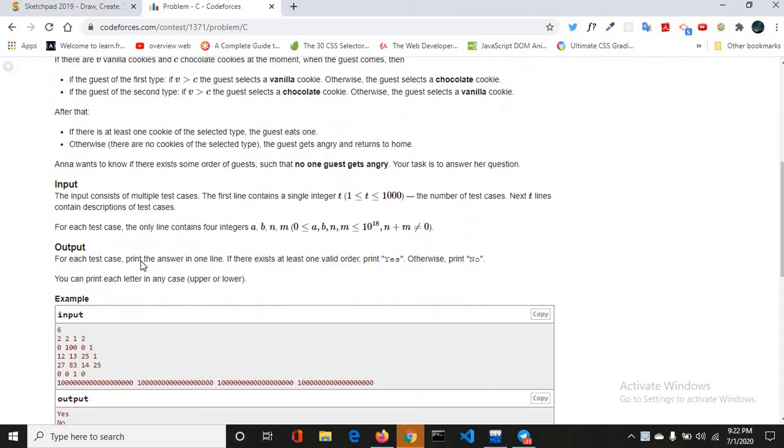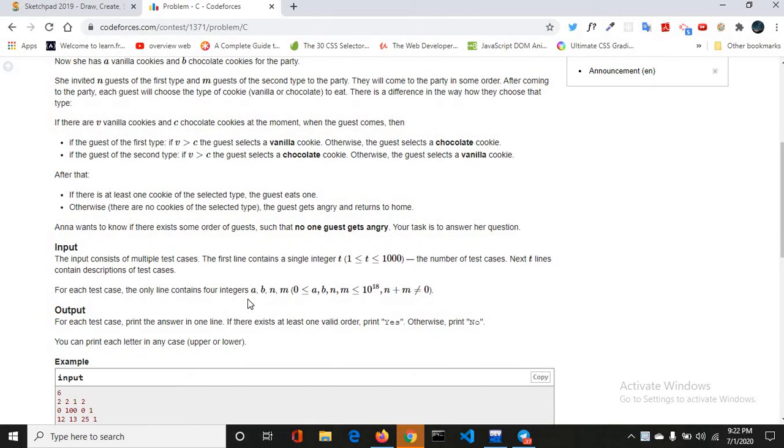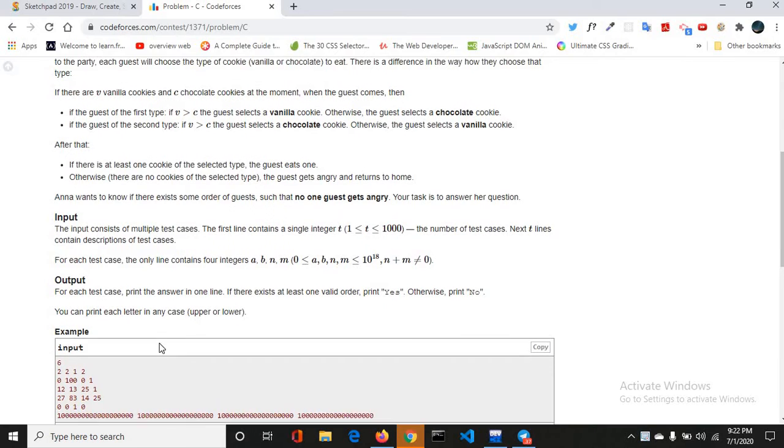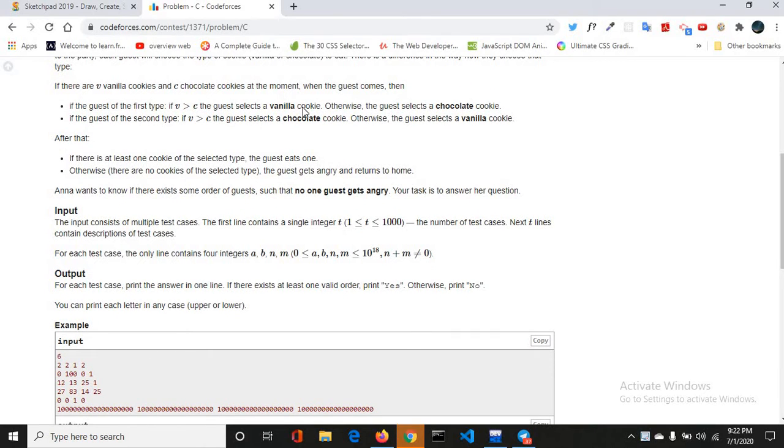So the given problem states that we are given V, and let's say A and B cookies, and there are n types of guest and m types of second guest. If the vanilla cookie count is greater than the chocolate cookie count, then the first guest will select the vanilla cookie, and if it is less than the chocolate count, then the first guest will select the chocolate cookie. Similarly, for the second guest, if vanilla is greater than chocolate, then the second guest selects the chocolate cookie, and if it is less than chocolate, then the second guest selects the vanilla cookie.